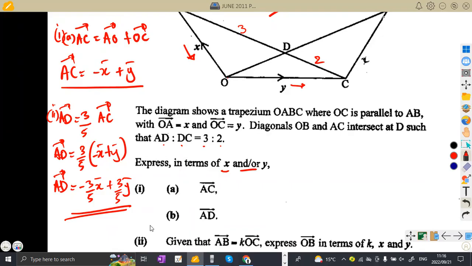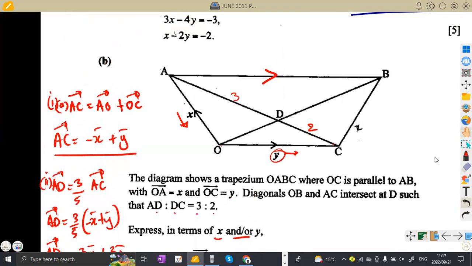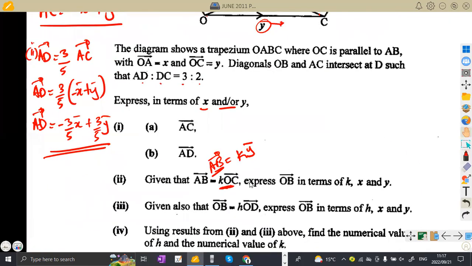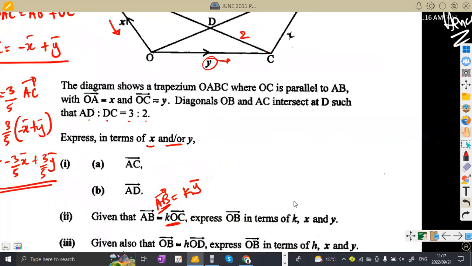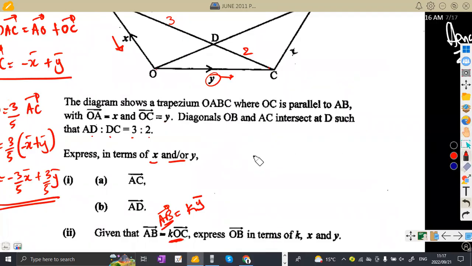Then item 2, you're given that AB is k times OC. From O to C here it's Y, as you can see. They are saying AB is k times OC, so it's k times vector Y. This is your vector AB. So on our diagram, AB is now kY. Okay, so the question is, using this information, express OB in terms of k, X, and Y. So we need vector OB. Where are we going to get our vector OB from?